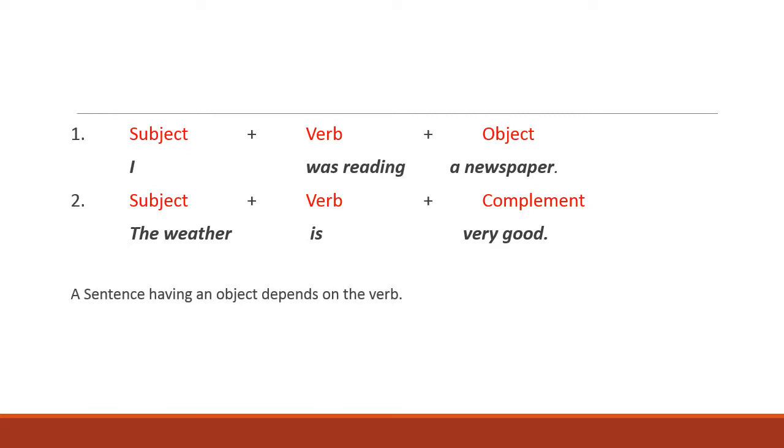A sentence having an object depends on the verb. Similarly, a sentence having a complement also depends on the verb. So now we need to look at the verb section, because the verb is the one which determines if a sentence has one object or two objects, or even a complement.